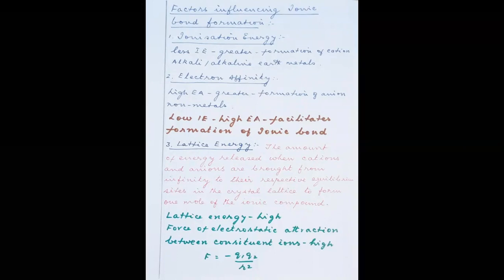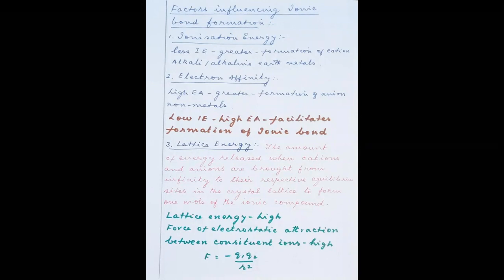The first factor, ionization energy. Ionization energy is the minimum energy required to remove one electron from the outermost orbit of an isolated atom in its ground state electronic configuration. If ionization energy is very low, then the tendency for the formation of a cation is greater.